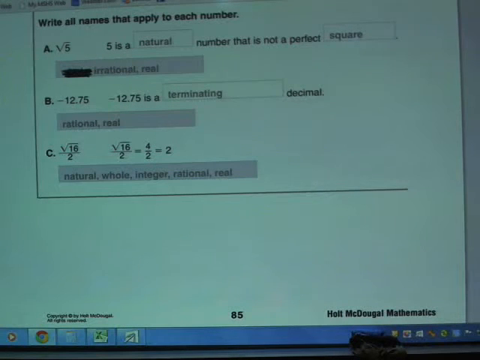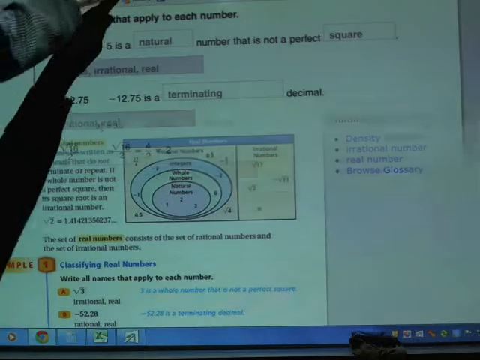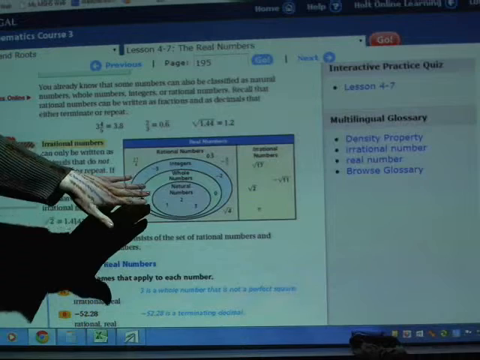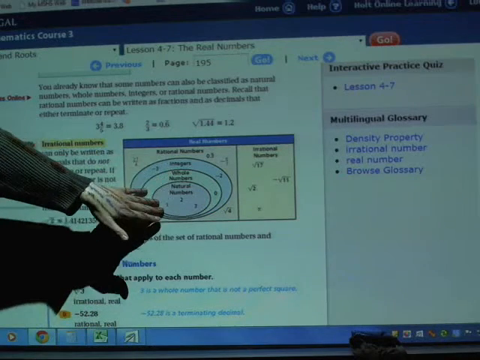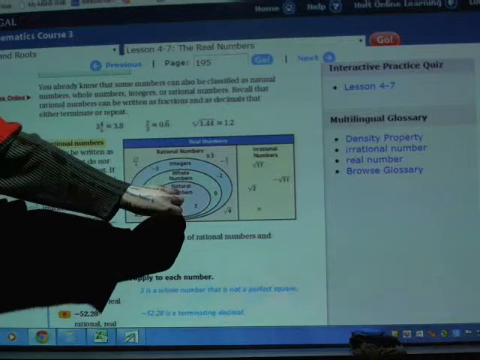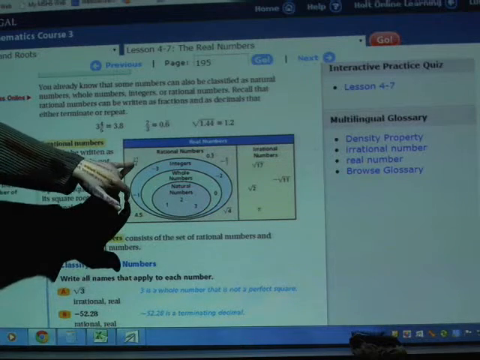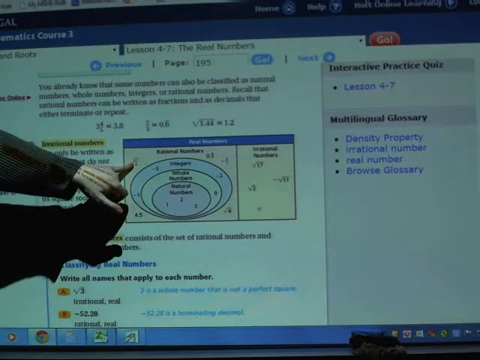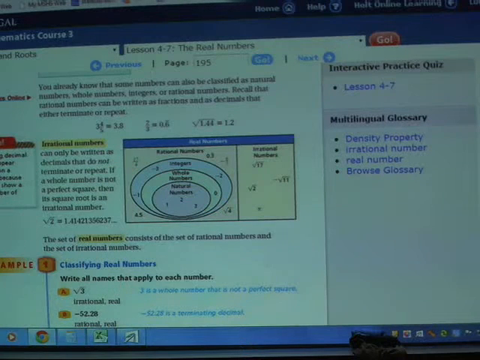Negative 12.75. So if we toggle back to the chart here, it would not fit into the concept of integers, whole numbers, or natural numbers. It's not an integer because it wouldn't be on a number line, so it can't be any of these either. But it is something that would be rational because it can be written as a fraction. Now, most of us are probably sitting there and thinking 12 3/4 right now because that is how I would write that as a mixed number.